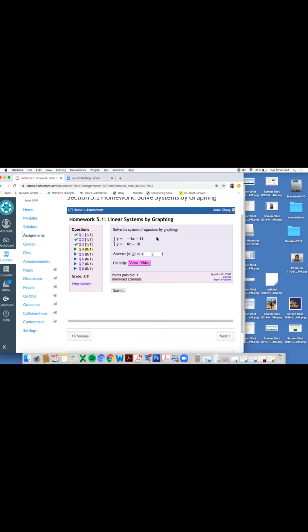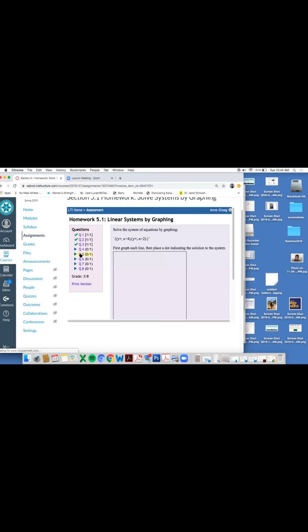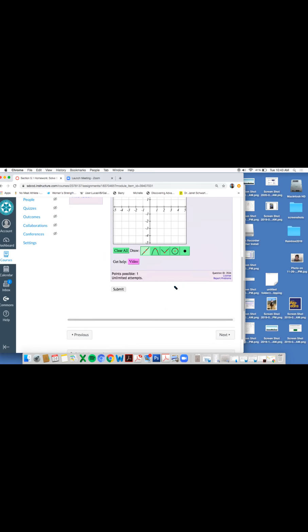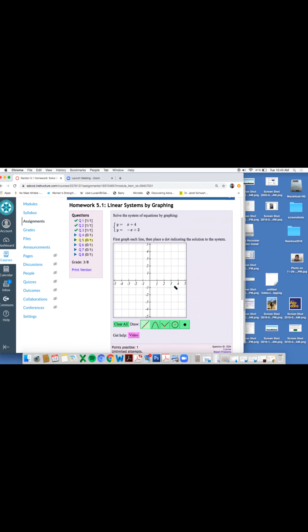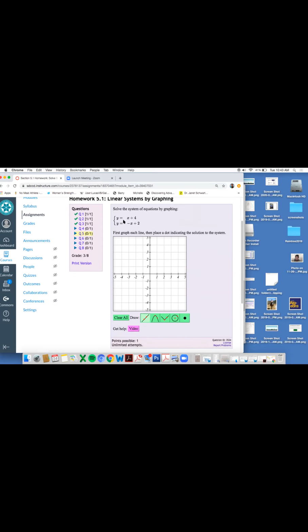Okay, so this says solve the system of equations by graphing. So you do it on a piece of paper and you graph the lines and you see where they intersect and you enter your answer. Okay, let me go over this one. I didn't know if they have ones in here where you can actually put the lines on the graph, which is kind of cool. All right, so let's look at it.